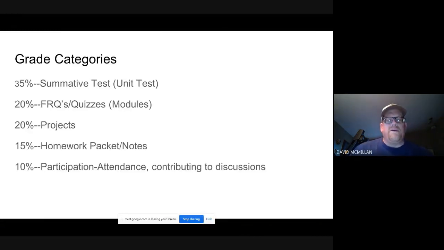Also, I weight my categories. So we're looking at summative tests, 20% for the FRQs and quizzes in the module, 20% on the projects, 15% on the homework packet and notes, and of course 10% for participation, which includes attendance, where you contribute to the discussion. Because if you're not there to contribute to the discussion, you're not participating. All right.